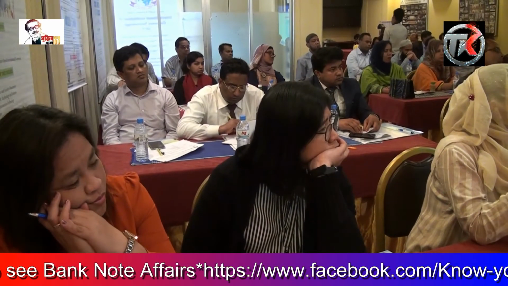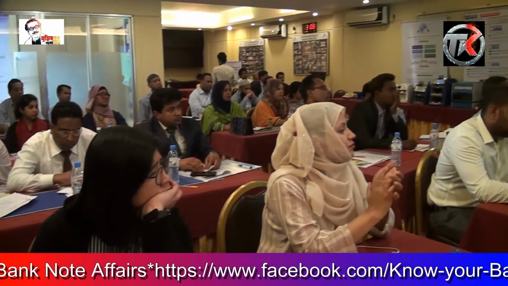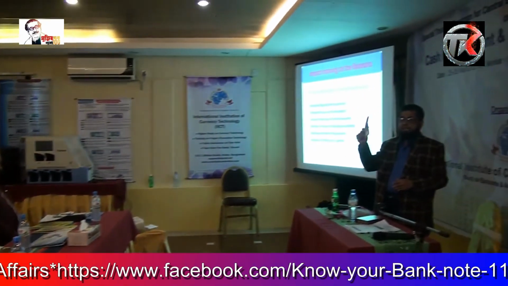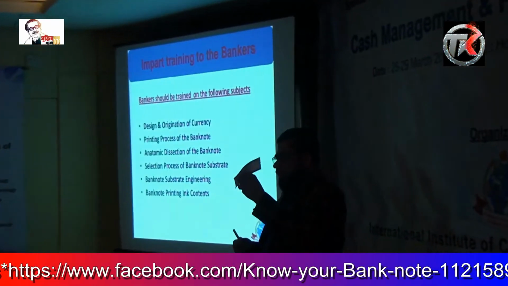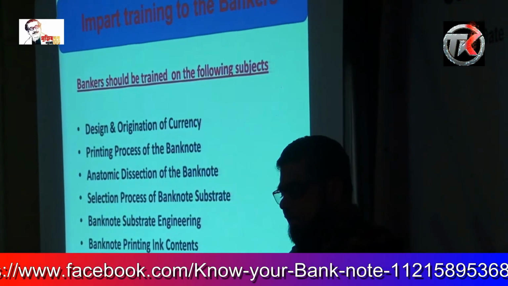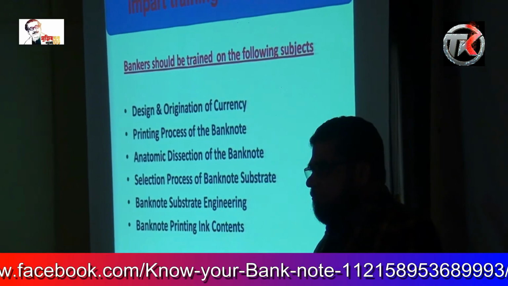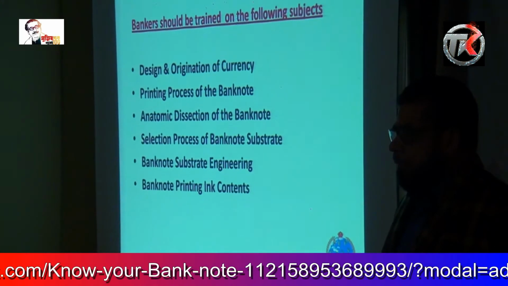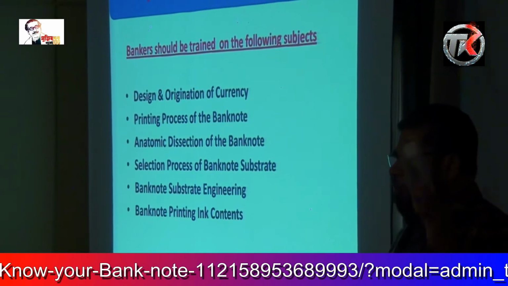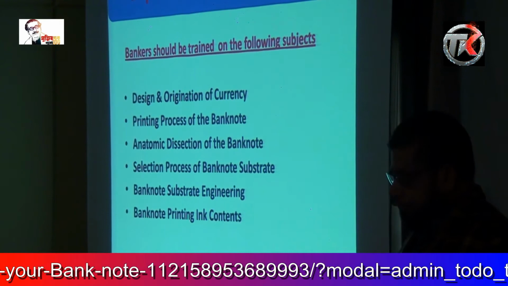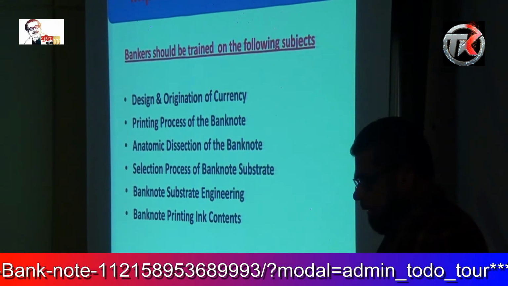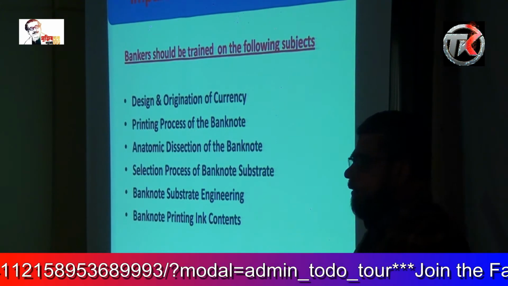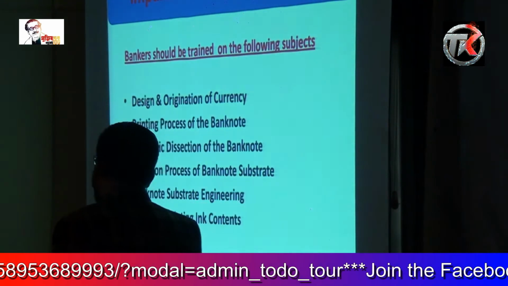During the paper making process, a lot of security features can be incorporated. So the banker should know about substrate engineering. What does substrate engineering mean? What is the opacity? What is the GSM, the grams per square meter? And what is the texture or the composition of the substrate? There are a lot of things we have to know: the opacity, the bursting strength, the tear strength. So the banker should know about substrate engineering.